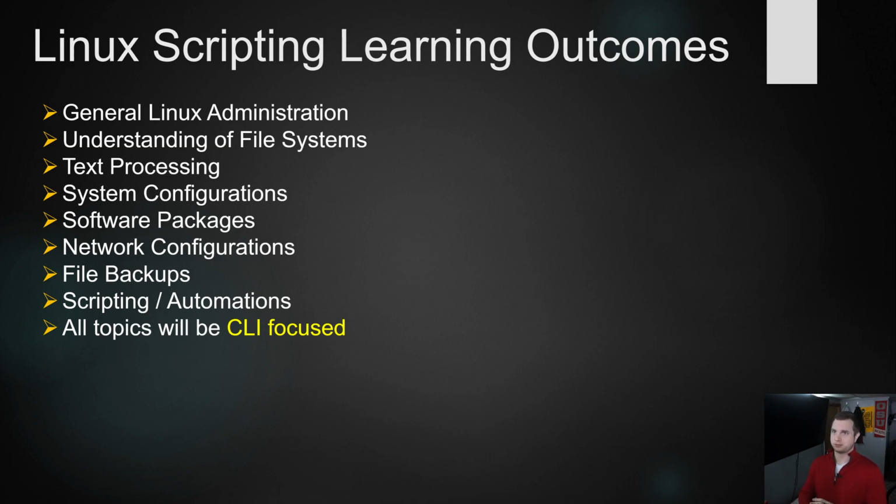Software packages: we're primarily going to be using Snap. We can use repositories the traditional way, but Snap is really good these days, and anytime you need a separate repository, typically there's a tutorial for that. Network configurations, basic ones: let's make sure you're on the right domain, Active Directory, things like that. File backups, rsync, we'll cover it. Scripting and automation is a big focus, and then the CLI is going to be a big focus as well.